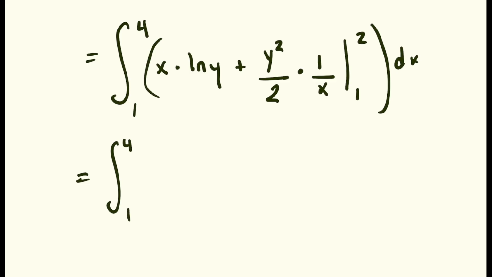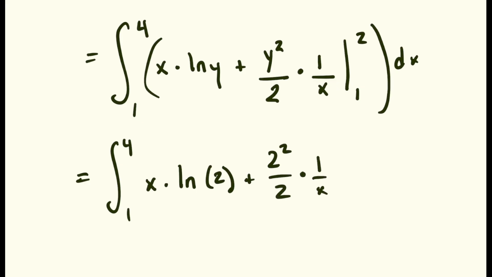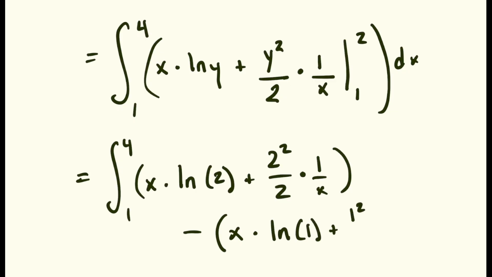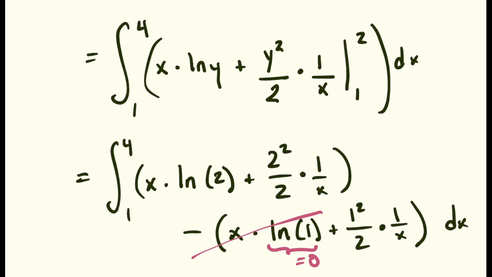Okay, so there's going to be a lot of copy paste here. We have x times natural log of 2 plus 2 squared over 2 times 1 over x, minus x times natural log of 1 plus 1 squared over 2 times 1 over x, and then we have a dx on the back side there. So a couple things. First of all, natural log of 1 is equal to 0, so that whole term just disappears completely. Second of all, one of our 2's is going to cancel here, so we're just going to get 2 times 1 over x.